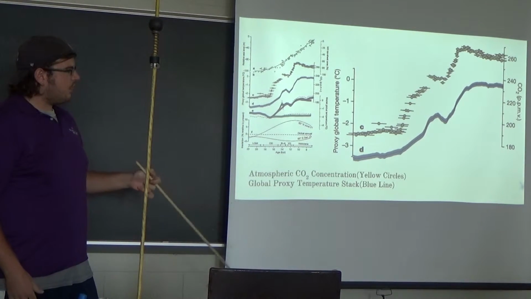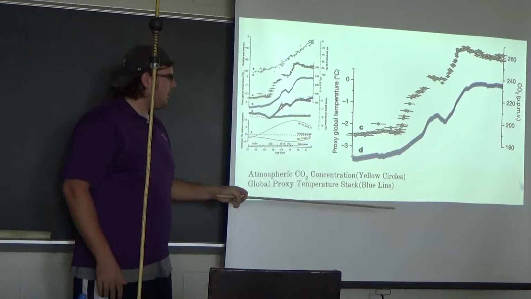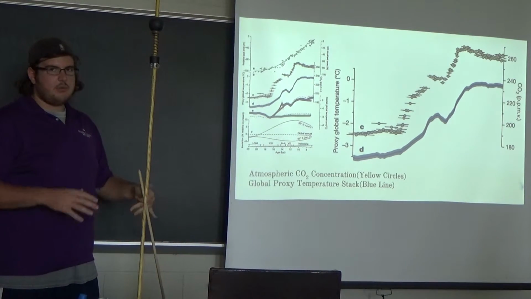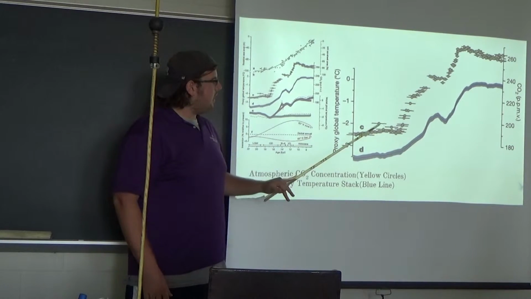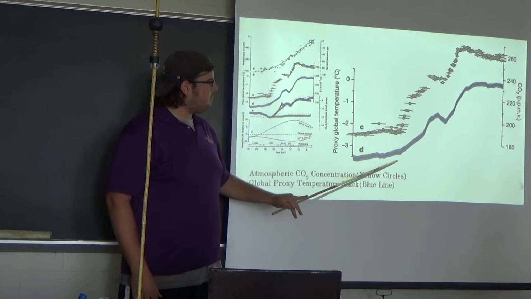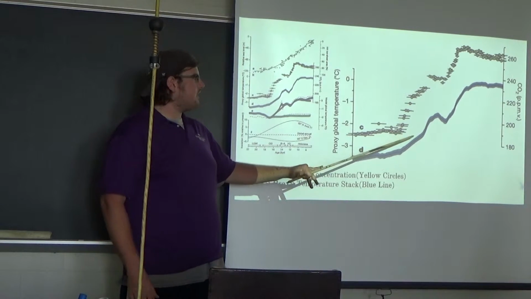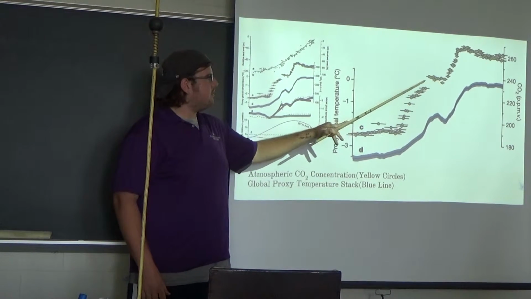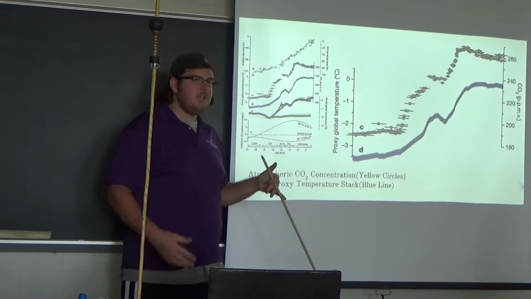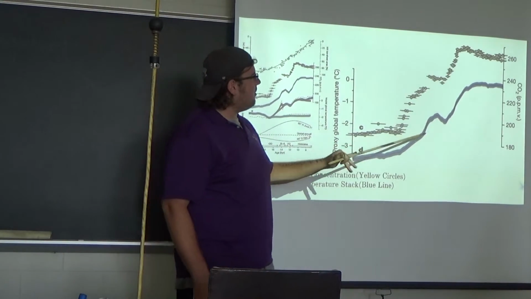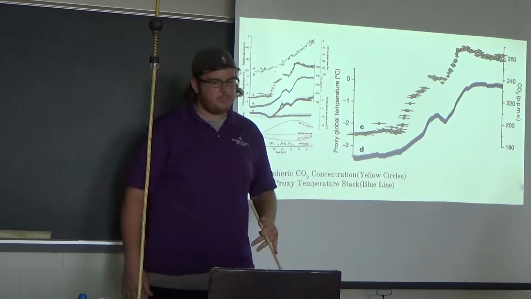Moving on to the CO2 concentration, which are these yellow circles, and the global proxy temperature stack, which is that same line as before. As you see, it seems to be very well correlated. As the CO2 goes up, northern hemisphere or global temperatures warm up. There's a slight pause in the increase in CO2, which is noted by a small decrease in global temperature, and then it goes back up into another plateau later on.